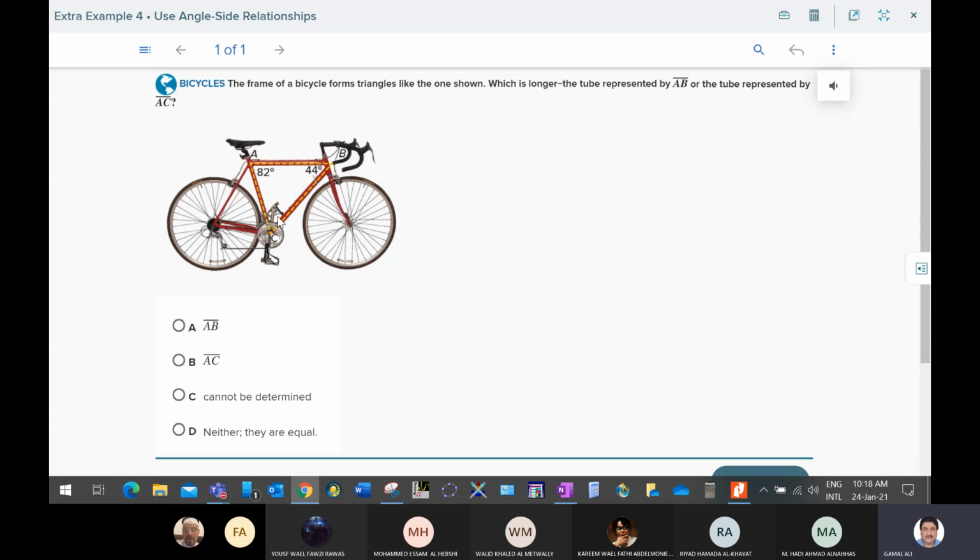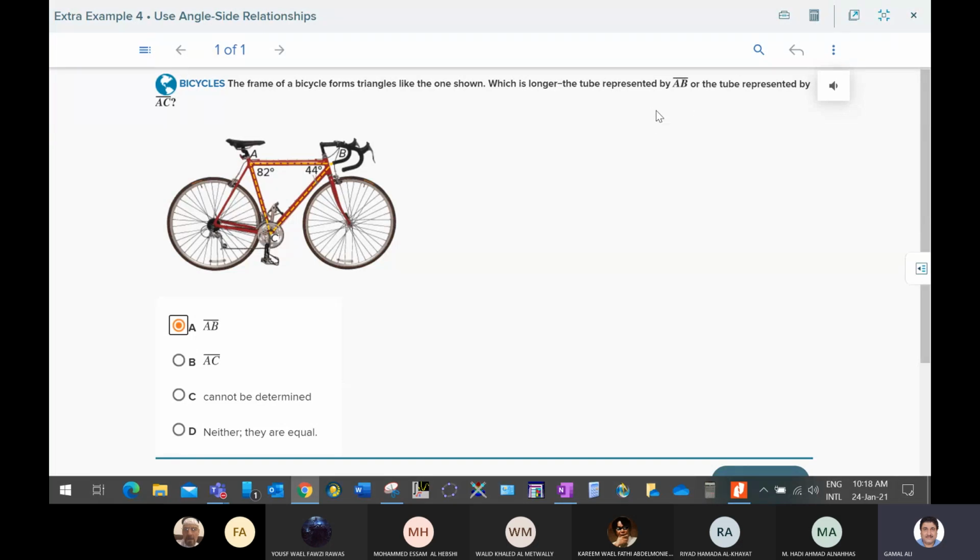Who can answer this question, guys? We want to know the measure of this angle to know which one is longer. What is the measure of angle C, guys? Yusuf: it's 54. So, which is longer, AB or AC? What is the opposite angle for AB? The answer is 54. AC? Are you sure?